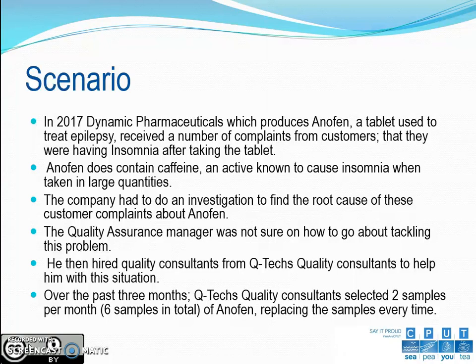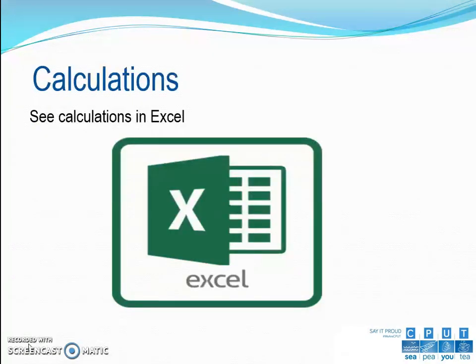What the quality assurance manager did was basically hire QTEX quality consultants to help him with this situation. And then the consultants, over 3 months, selected 2 samples. This equaled 6 samples in total, because it's 2 multiplied by 3, of Anofen, replacing the samples every time.